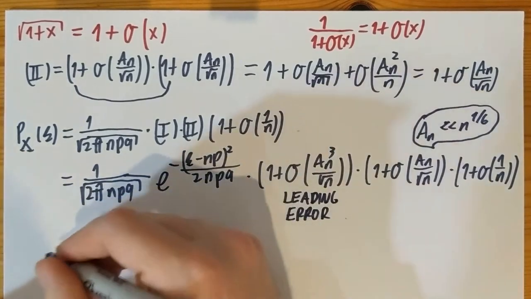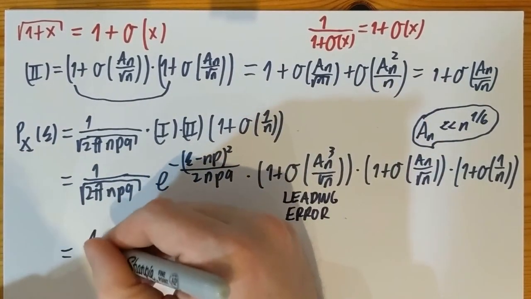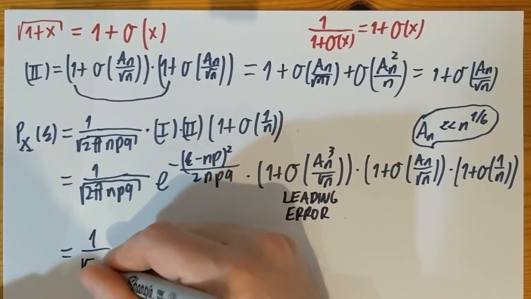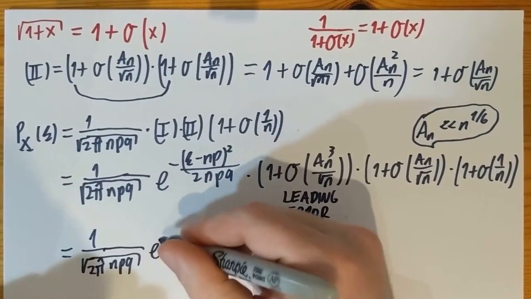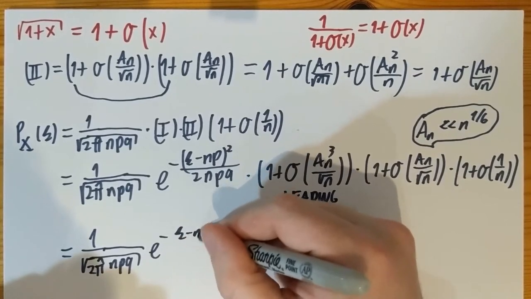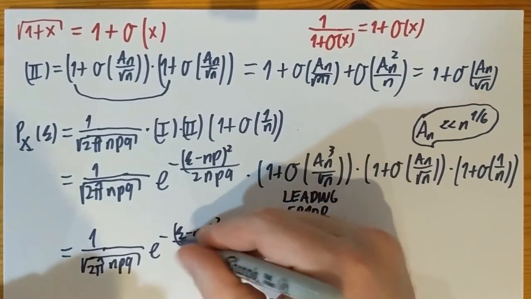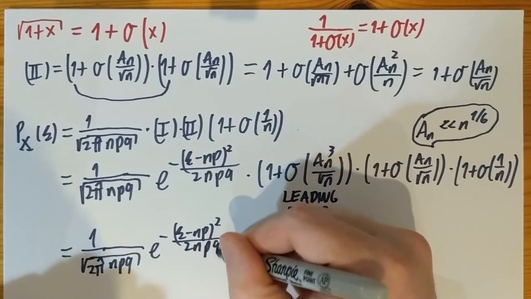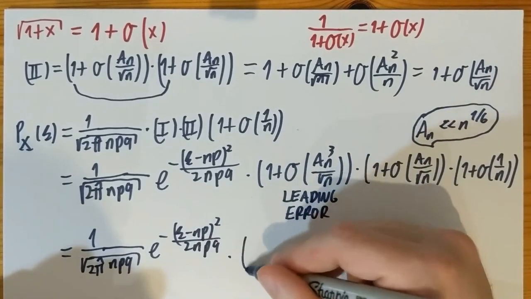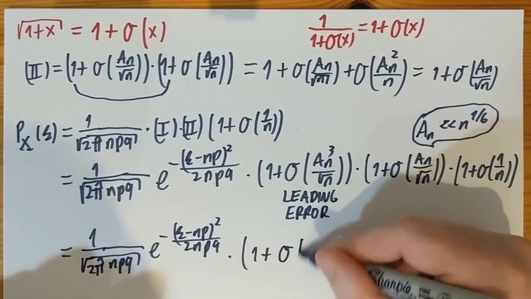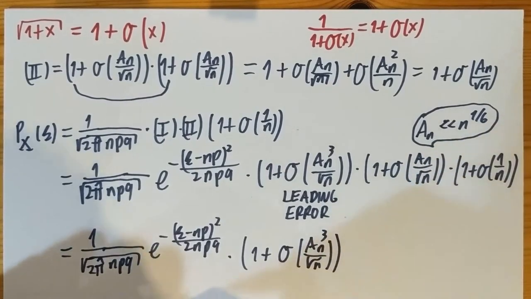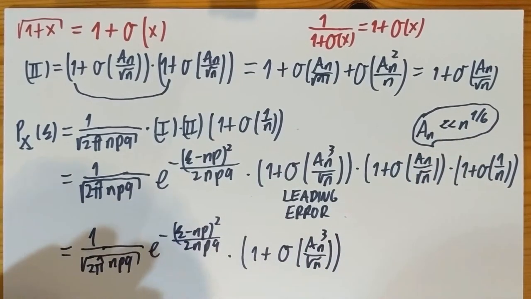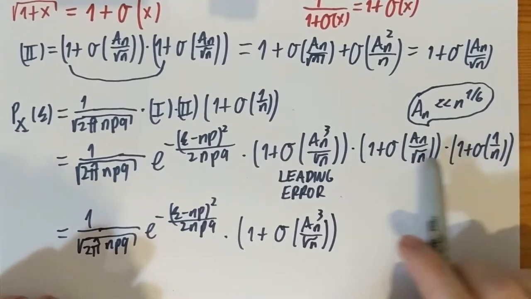So we are definitely going to have that guy. So 1 over root 2 pi hat npq e to the minus (k minus np) squared over 2npq. And we are definitely having 1 plus big O of an cubed over root n. And then what else do we have? We have these people, which are smaller.